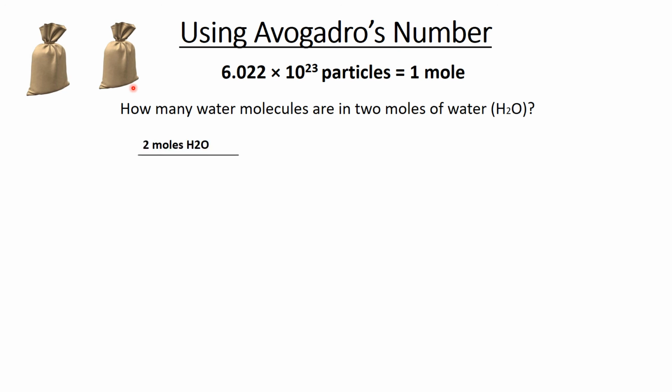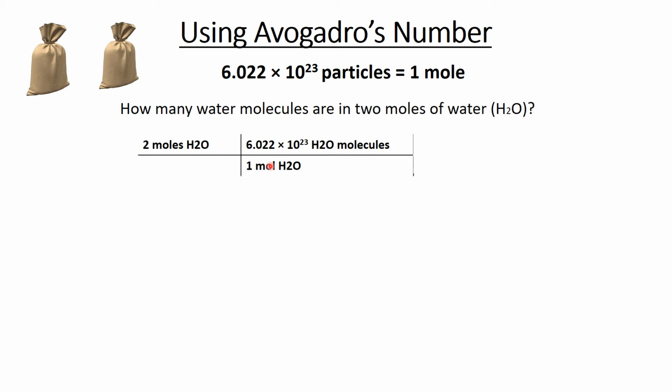So you start with 2 moles of water. That's 2 bundles of water. Now I think you know what comes next. 1 bundle of water, 1 mole of water, is 6.022 times 10 to the 23rd water molecules.